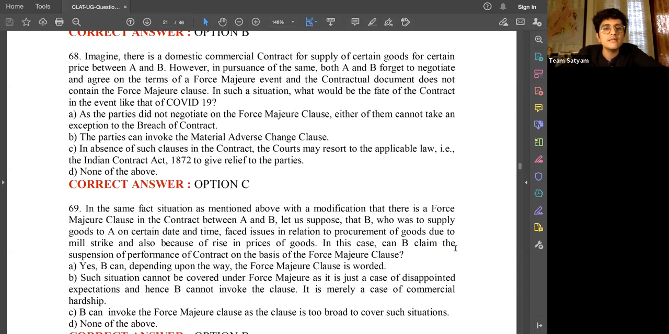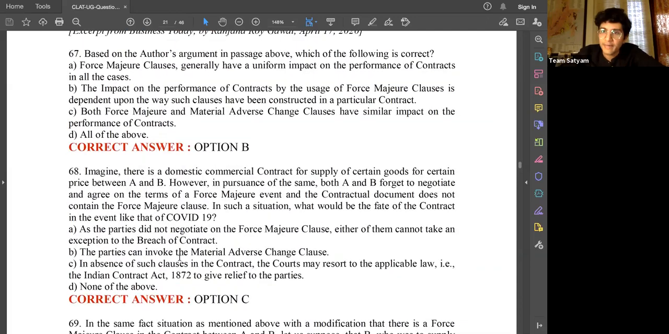In this case, can B claim the suspension of performance of contract on the basis of the force majeure clause? Now, over here, what we need to know is whether these events that have been described in the question, that is, a mill strike and a rise in price of goods, can be classified as something that falls within a force majeure event.